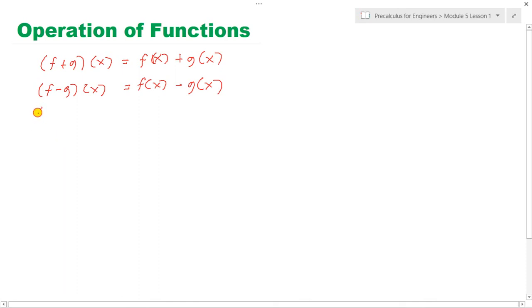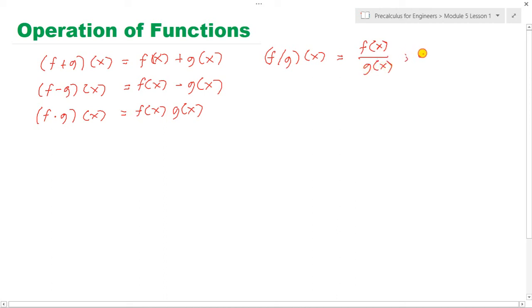For multiplication, we have f dot g. Please take note, we have a dot here because its notation with composition is a little bit confusing. So be mindful that multiplication is represented by a dot. So this is of the form f of x multiplied by g of x. And then the next one is division. So we have f slash g. This is the notation for division of x, just the same as a rational function f of x all over g of x. Of course, we have restrictions such that g of x is not equal to 0.